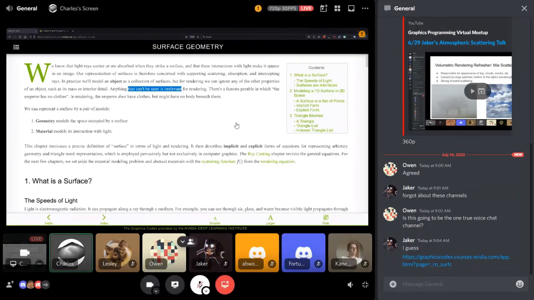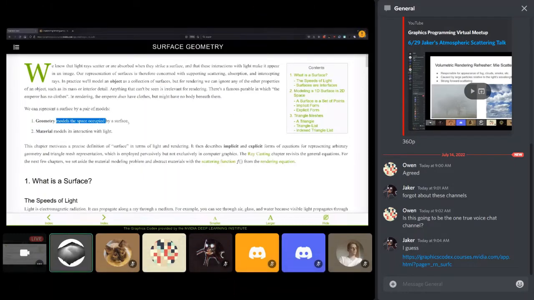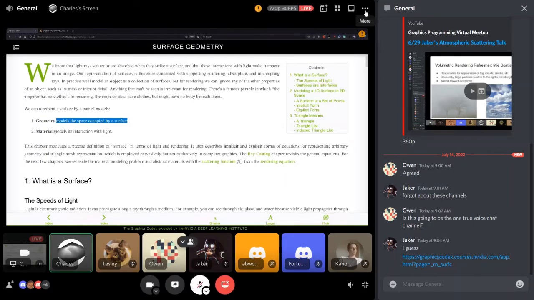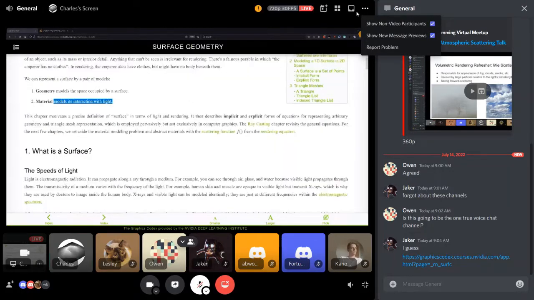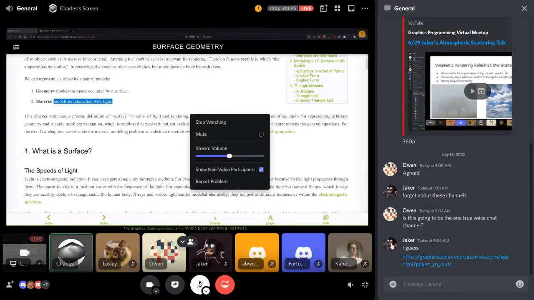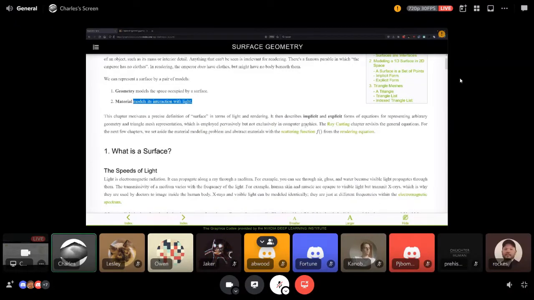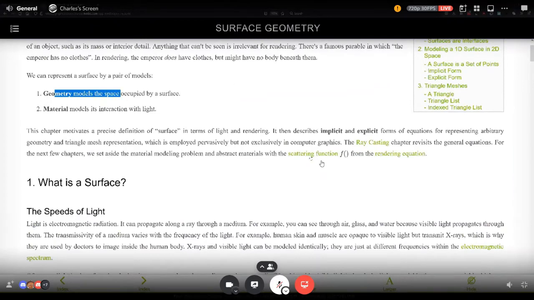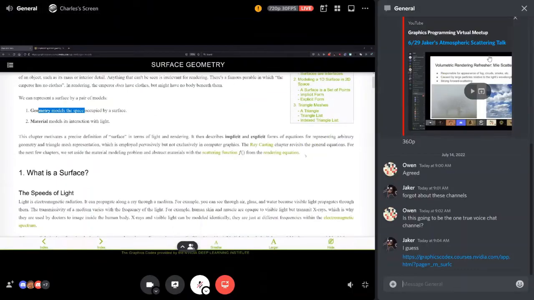We can represent a surface by a pair of models, geometry and material. So the shape and the interaction with light of the shape. Implicit and explicit forms of equations for representing arbitrary geometry, and triangle mesh representation. The ray casting chapter revisits the general. Okay, so this chapter and the next couple of chapters only focus on the geometry and deal with that later.